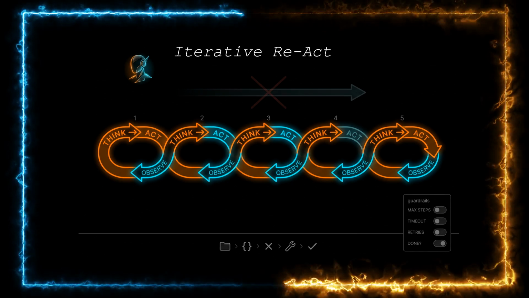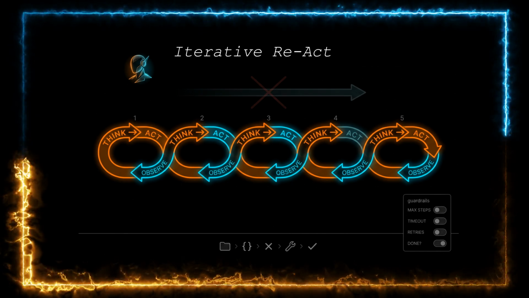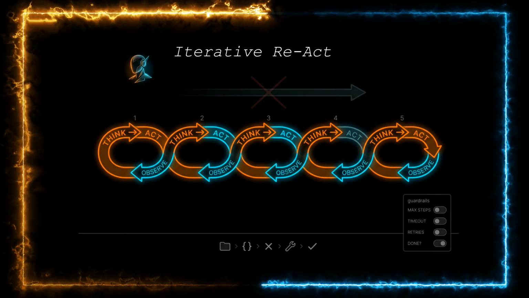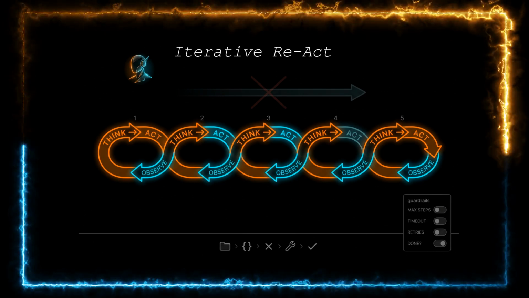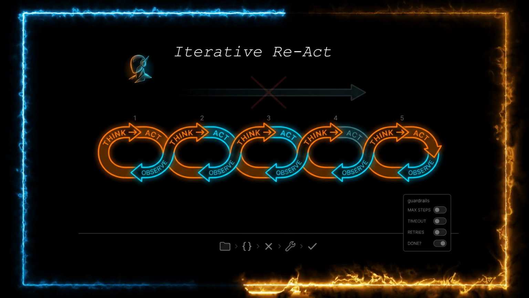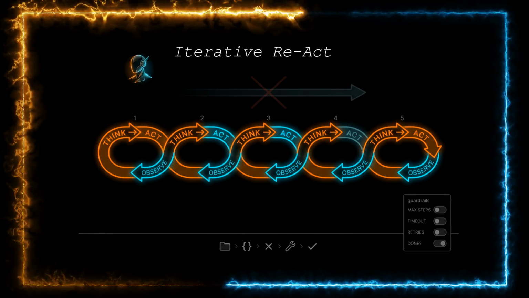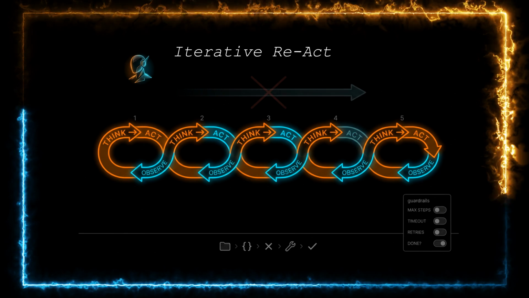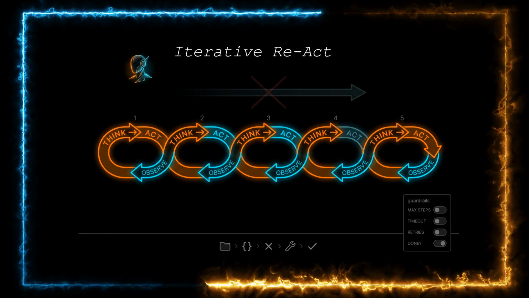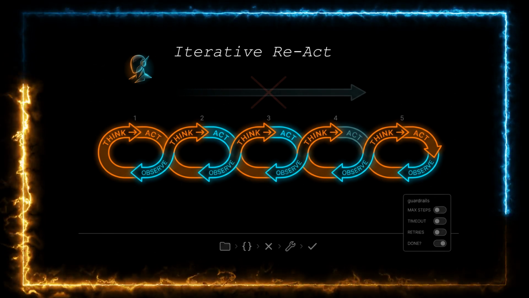This is useful when the task is unclear at the start. For example, a coding agent may first inspect the files, then read the relevant function, then check the error, then make a fix, then run tests. Each observation changes the next step. The benefit is control. The agent can adapt as it learns more.